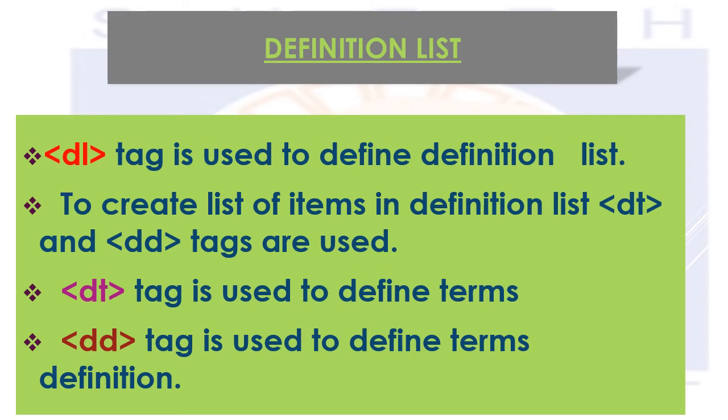DD means define the definition. The DT tag is used to define the terms, and DD the definition. So these are the two tags which we are using along with the DL tag. So let's move ahead with the example and the output of this, how you have to use the definition list.